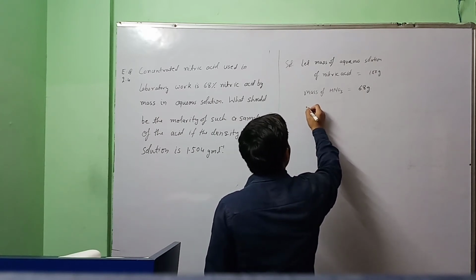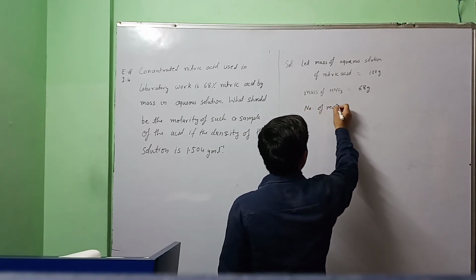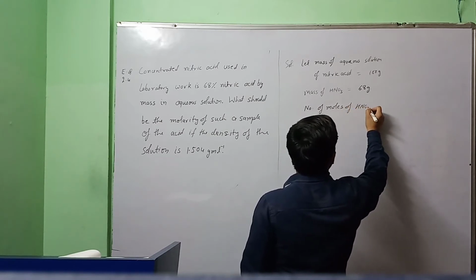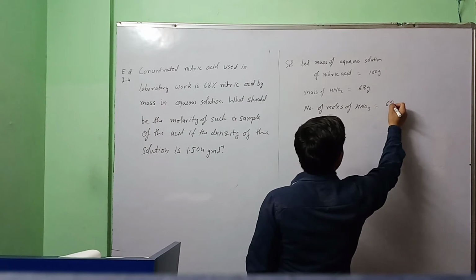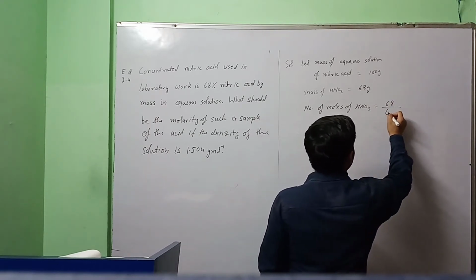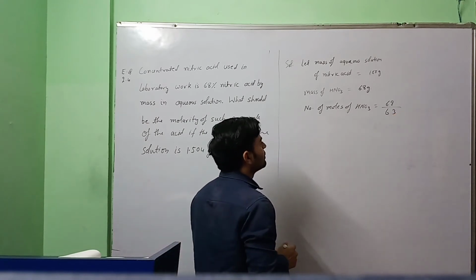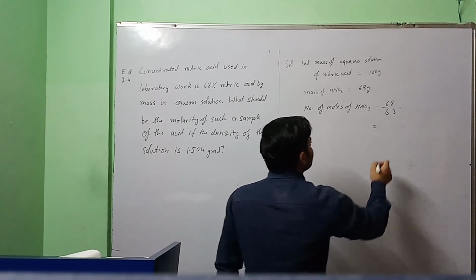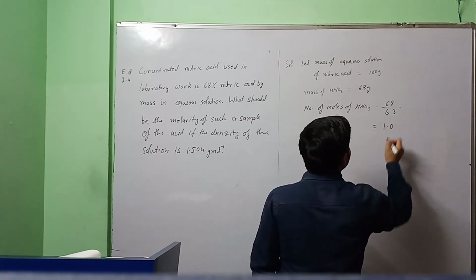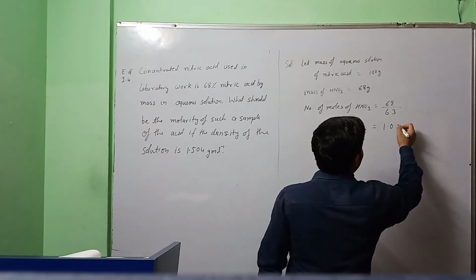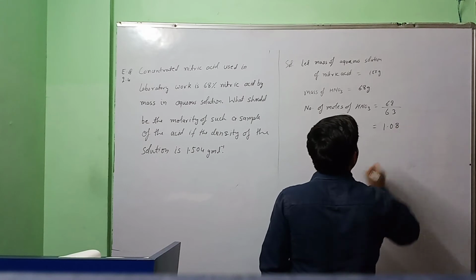For molarity we have to calculate number of moles, so number of moles of HNO3, given mass it is 68 gram upon molar mass is 63 for HNO3. So this we will get 1.08.